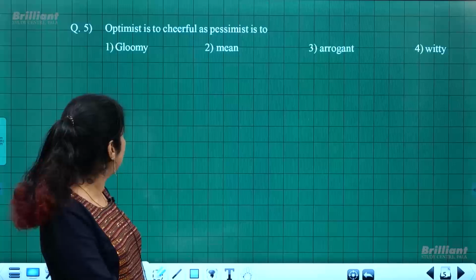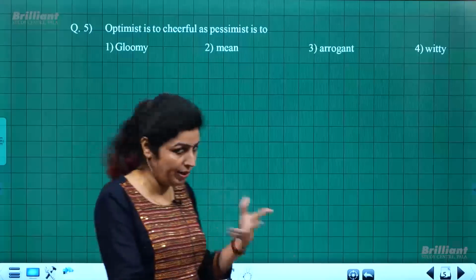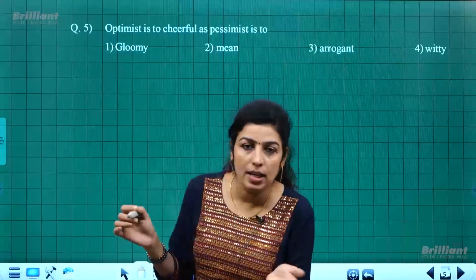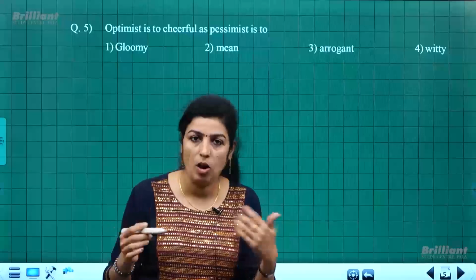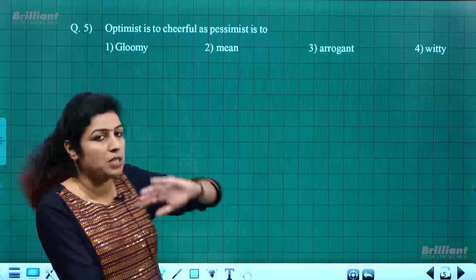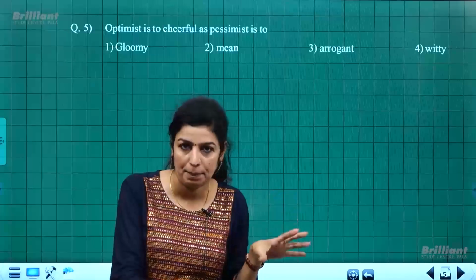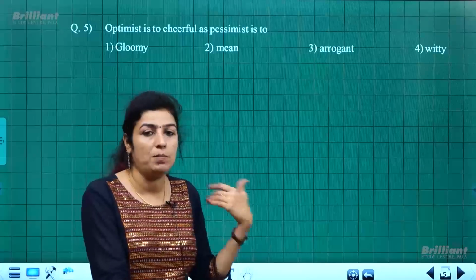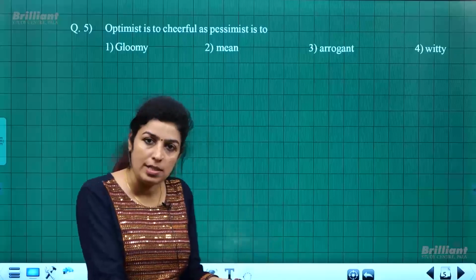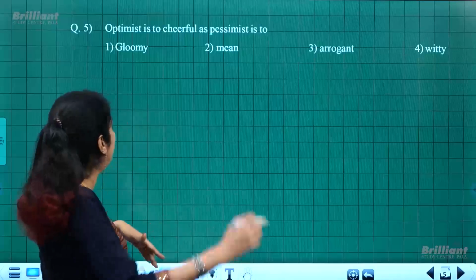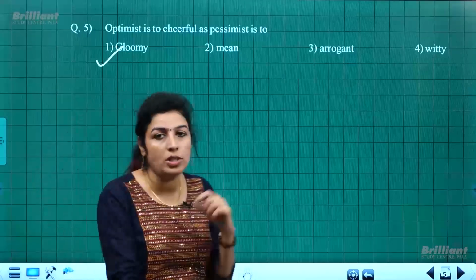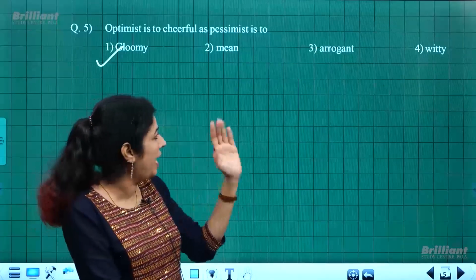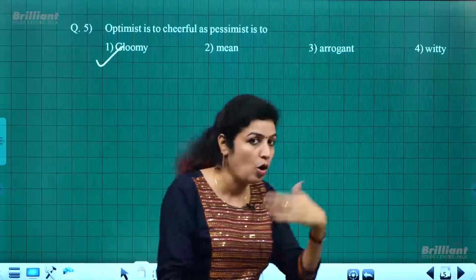Then next is optimist is to cheerful as pessimist is to dash. Whom do you call an optimistic person? The one who is very happy, right? Happiness and cheerfulness are almost similar in meaning. So an optimist will be cheerful or very happy. The opposite of optimist is pessimist. So obviously, if an optimist is a cheerful, happy person, a pessimist will be a gloomy person, not at all happy, just the opposite. No other options are possible. He is not mean or arrogant or witty, but he will be gloomy if you call him a pessimist.